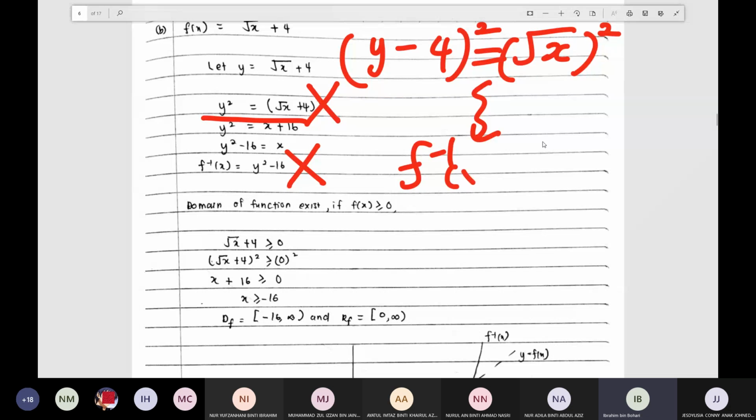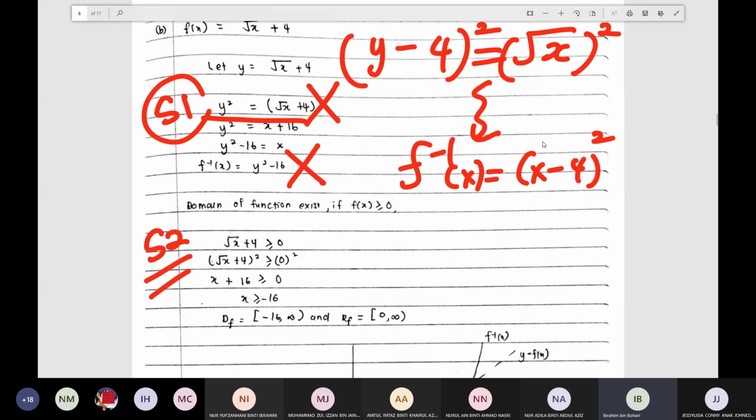So f inverse of x here equals to the x minus 4 and power of 2. Okay, baru dia betul. Okay, and second, this one you punya first step. Step 2, find the domain of the function. f(x) greater than or equals to the 0.